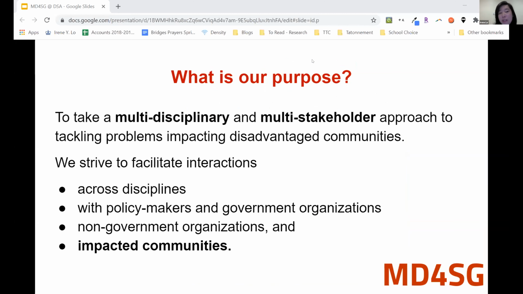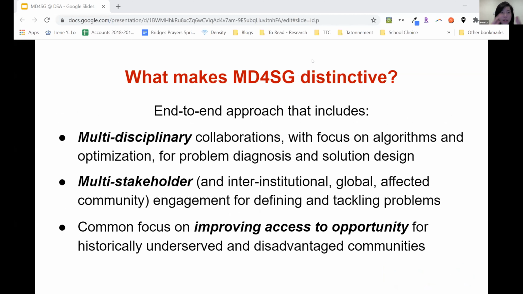So what is MD4SG about? We take a multidisciplinary and multi-stakeholder approach to tackling problems impacting disadvantaged communities. And to do this, we try really hard to bring together people from different disciplines, different countries, people outside of academia, such as policymakers and government organizations, non-government organizations, and very importantly, also the impacted communities in all of the problems that we're trying to tackle. And so another way to frame this is we're trying to bring an end-to-end approach to tackling and addressing issues of improving access to opportunity for historically underserved and disadvantaged communities.